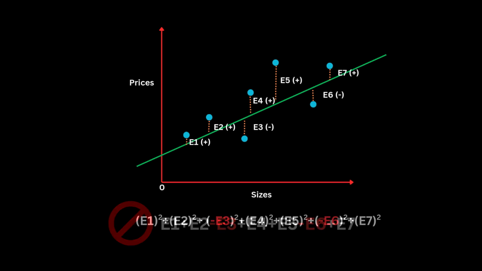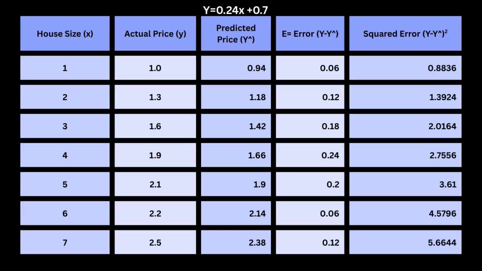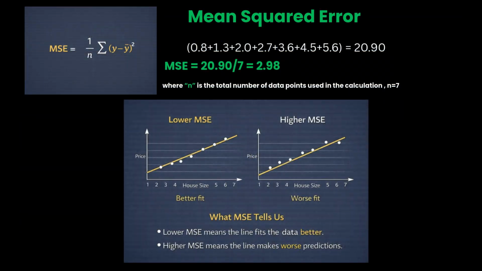So instead, we square the errors. Squaring does two important things. First, it makes all errors positive. Second, it punishes large mistakes more than small ones. For each point, we take the actual value, subtract the predicted value, and then square the result. Now every mistake counts. Finally, we take the average of all these squared errors. This gives us mean squared error. One number, one judgment.